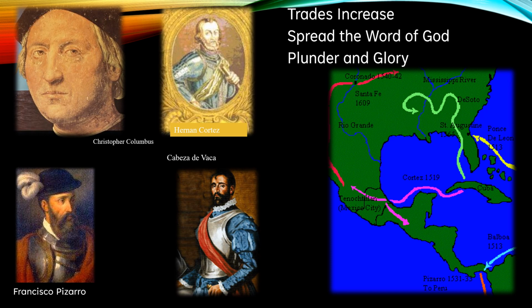So the year now is 1519. Cortez is there in Spain. He approaches the king and queen. He says, listen, I want to go to the New World and make bank. And they're like, yeah, go do like everybody else. In the meantime, a small colony has been established on the island of Cuba.